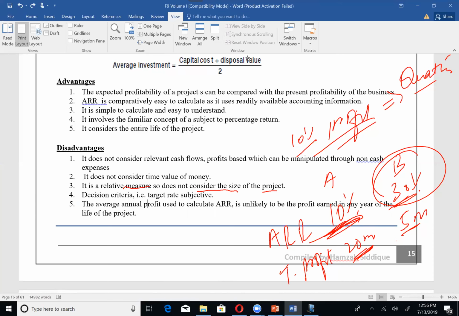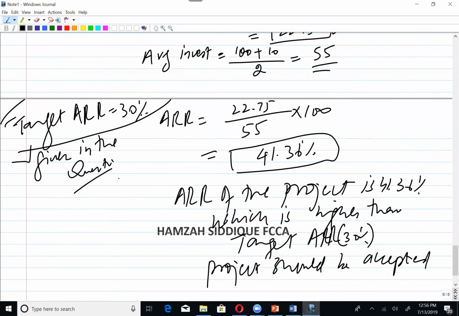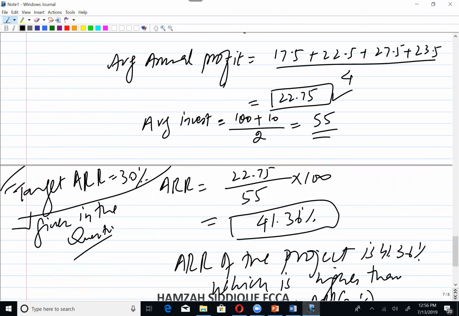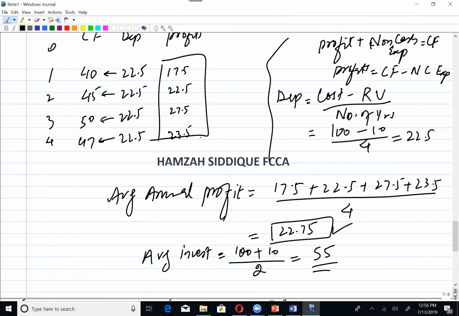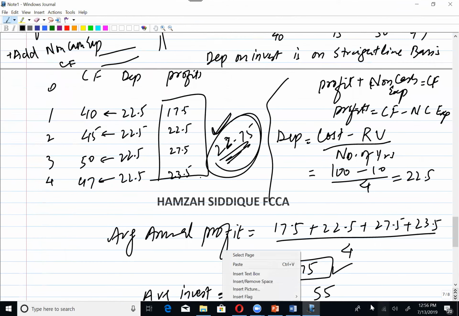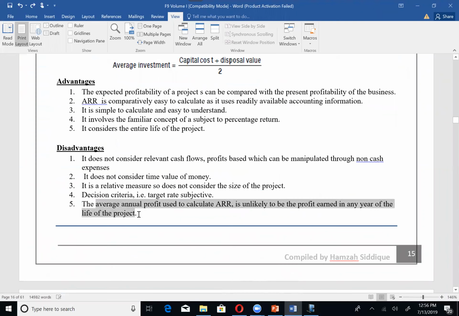Okay, and next you see here, students, the last point I will explain. What was the profit rate used in calculation? 22.75. In the ARR, did we earn this profit in any year? We didn't earn this profit in any year; rather, it is average. Actually, we are not getting it. So the average profit we are using in calculation is not being earned in any year.